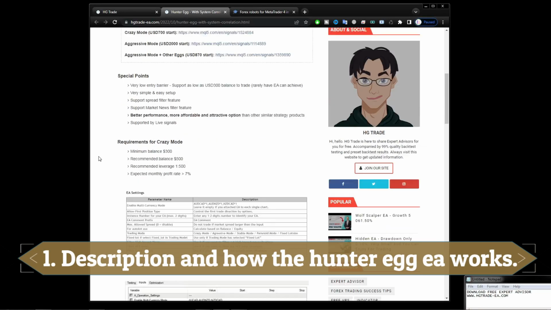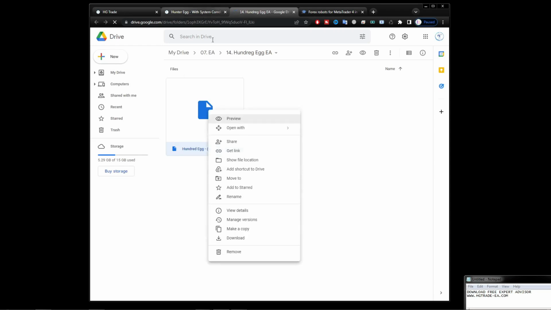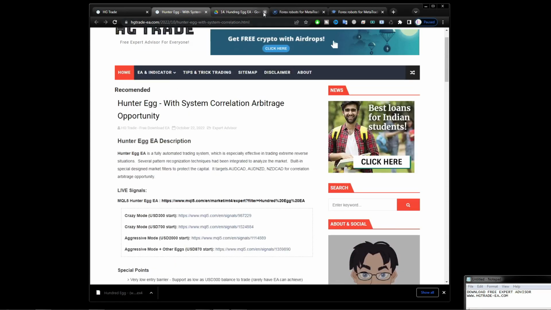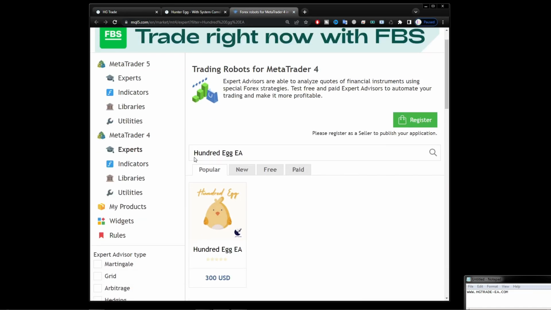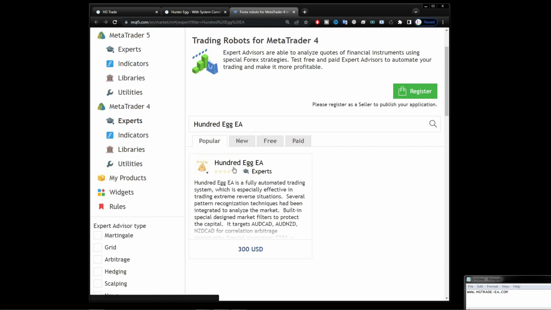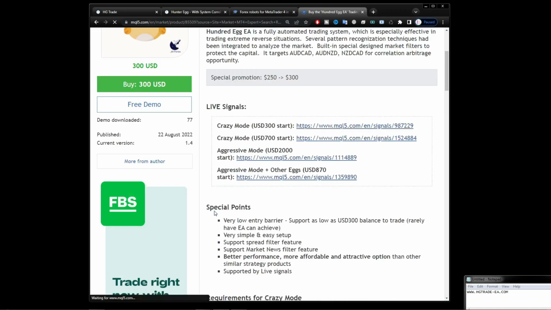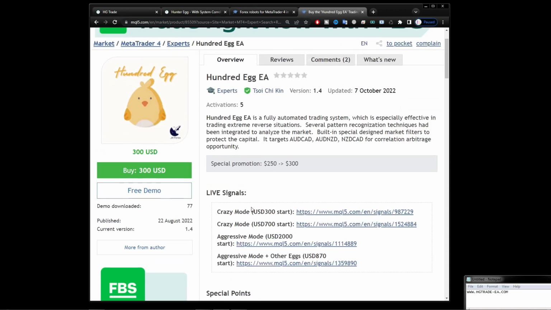(1) Description and how the Hunter EGA works. Filter settings have also been provided to protect capital when news occurs that may affect the Forex market. This expert advisor is optimized for Australian dollar to Canadian dollar, Australian dollar to New Zealand dollar, and New Zealand dollar to Canadian dollar for correlation arbitrage opportunities. It can be started with minimal capital, which is $300.